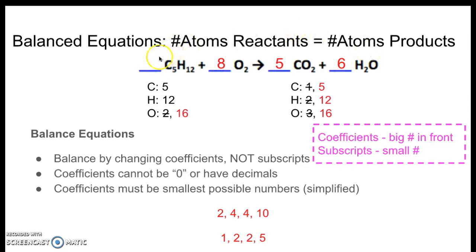As you can see with these coefficients, the 1, 8, 5, 6, it's balanced because all of the numbers are now the same. The same number of carbons, hydrogens, and oxygens on both sides.